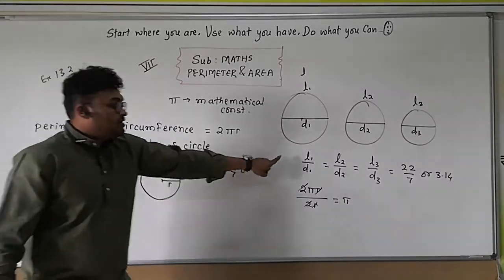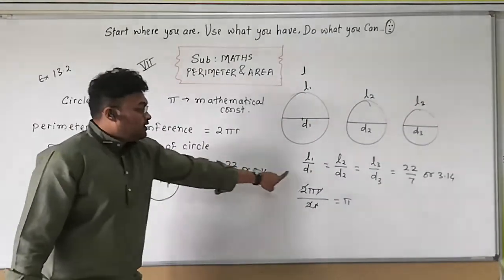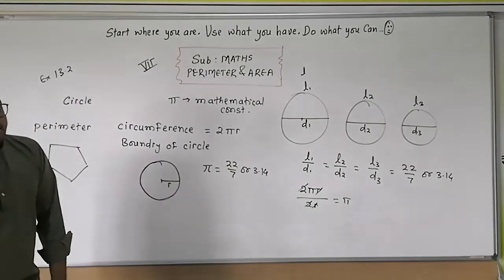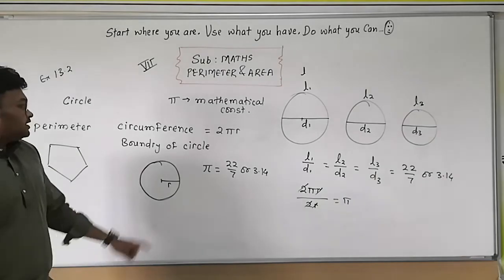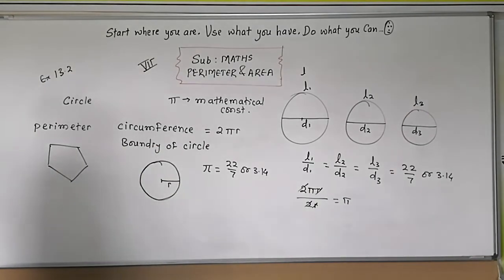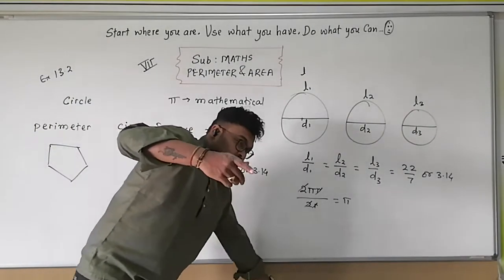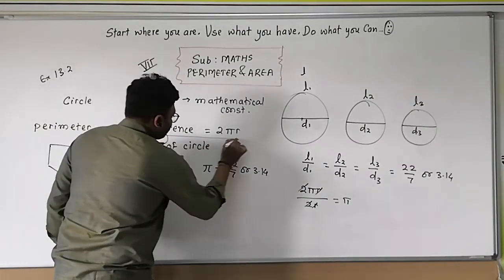You understand why? Because the entire length of the boundary is 2 pi r, and diameter is 2r. Everyone knows that. Clear? So the circumference of a circle is 2 pi r. Understand the concept? Right now, write down this. I will explain how the area of a circle is calculated using a formula.